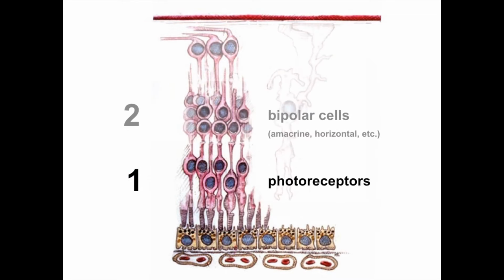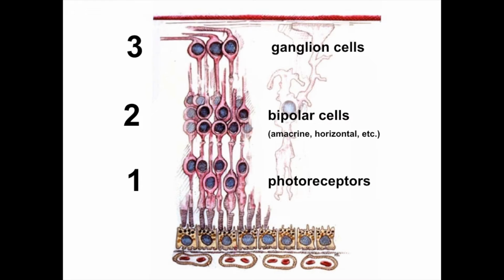The second layer is composed of bipolar cells, amacrine cells, and horizontal cells. The photoreceptor axons synapse with the cells in the second layer. The bipolar cells synapse with the retinal ganglion cells in the third layer. The ganglion cell axons form the nerve fiber layer of the retina, which exits the eye through the lamina cribrosa at the optic disc to form the optic nerve. The ganglion cell axons extend to the lateral geniculate body in the thalamus of the brain.